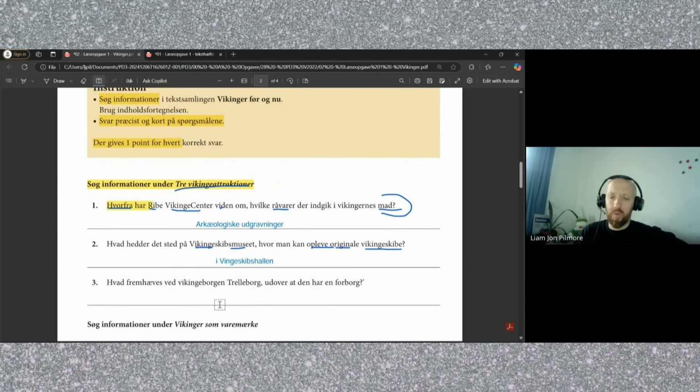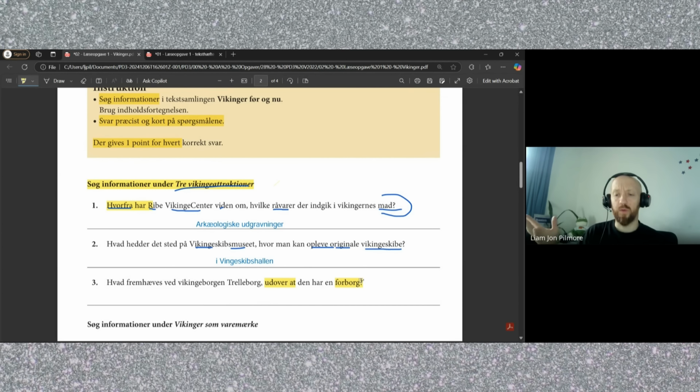Hvad fremhæves ved vikingeborgen Trelleborg, udover at den har en forborg? This is a tricky one, but it's a question that I've seen a bunch of times. What is highlighted at the Viking fort, Trelleborg? Borg meaning fort, apart from, when it says here, udover at, apart from that it has a forborg. Forborg, I think, is the part at the front.